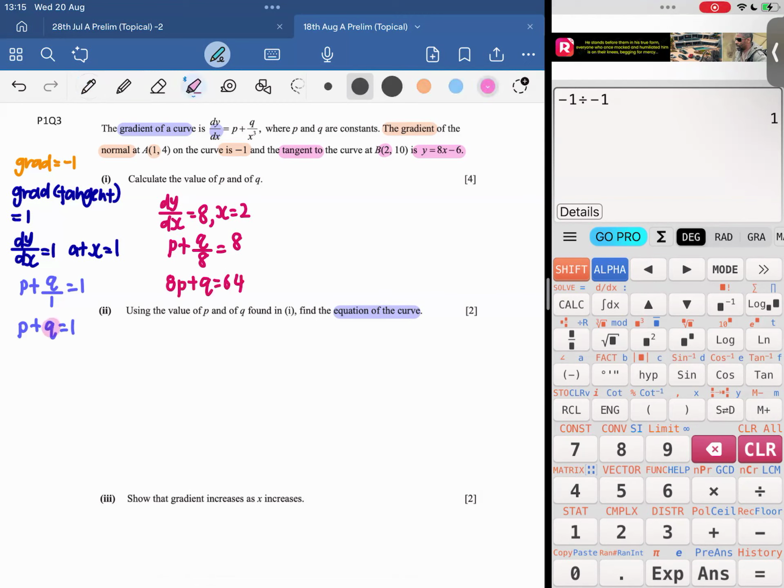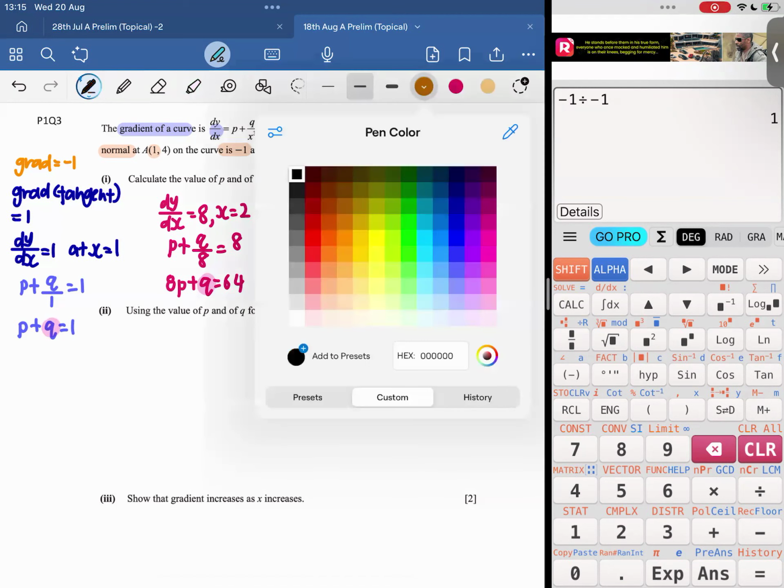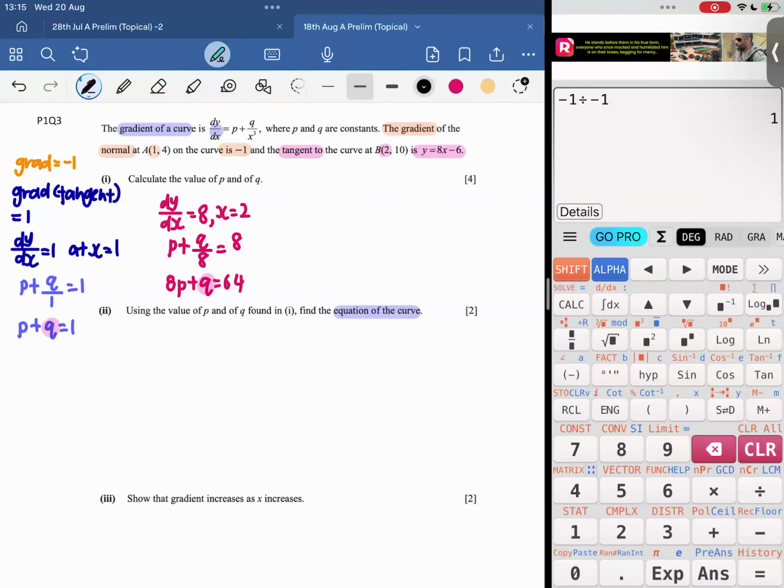Judging from this, it's easier to make q the subject so that you sub less. So q is equal to 1 minus p. So 8p plus 1 minus p equals 64. 7p is 63, so p is equal to 9. This is one of my answers. Got to find q first. Careful, okay? When I was a student, my 9, my q, my 2, my z, and my 5 and s all looked the same. So just be careful. So q will be 1 minus p, which is 1 minus 9, which gives me -8. Settled, we got p and q.